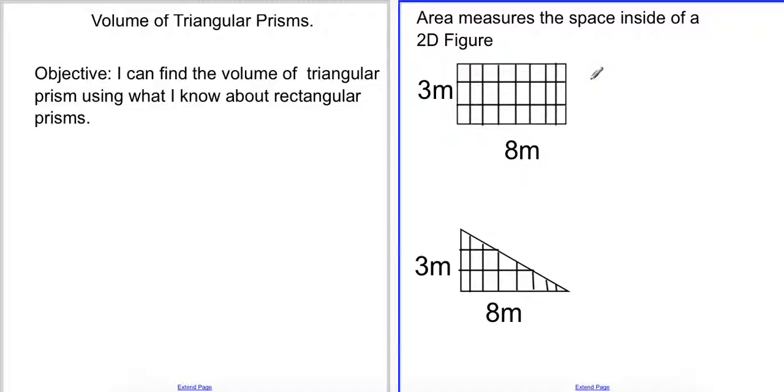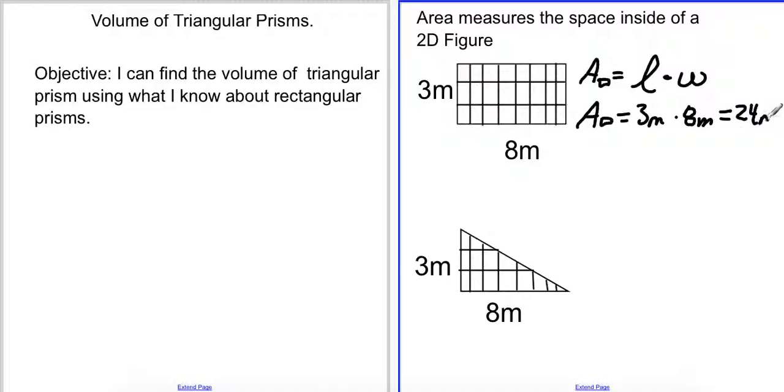So in order to find the area of a rectangle, what most people have heard is you always multiply length times width. So in this case, the area of the rectangle is going to be 3 meters times 8 meters, and that's equal to 24 meters squared.